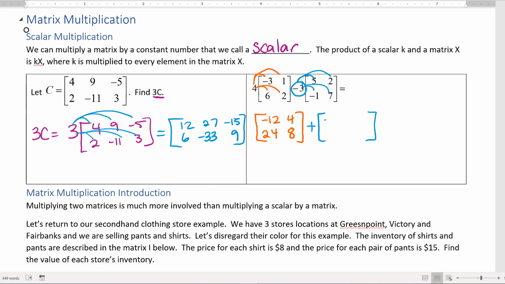Negative 3 times 5 is negative 15. Negative 3 times 2 is negative 6. Negative 3 times negative 1 is positive 3. And negative 3 times 7 is negative 21.